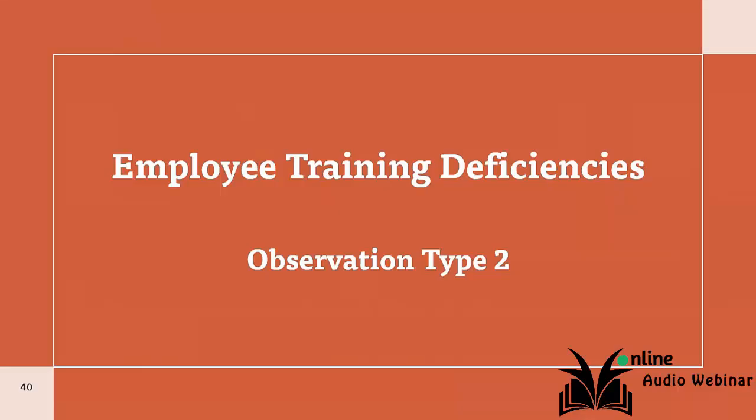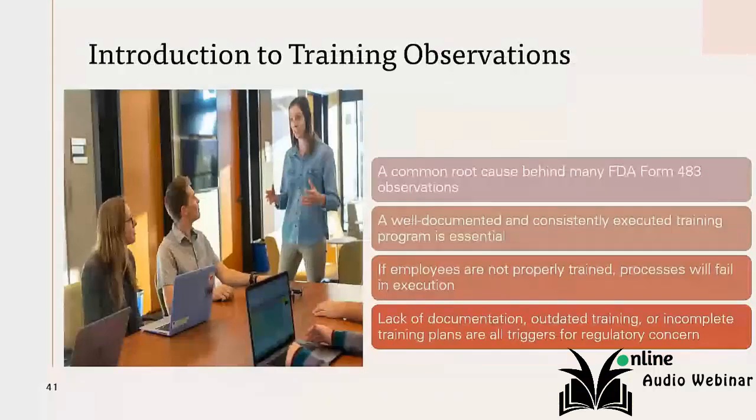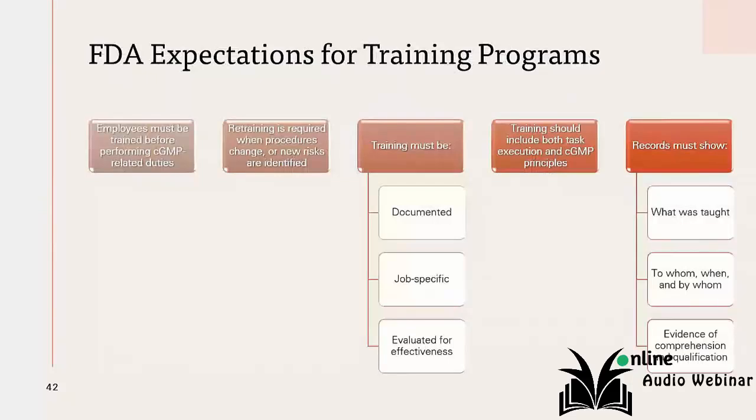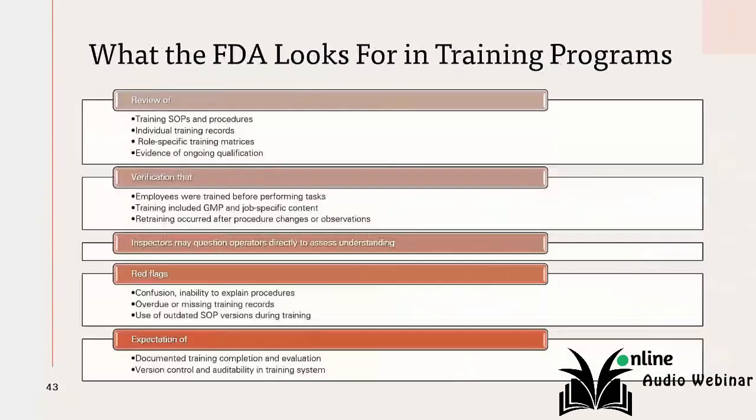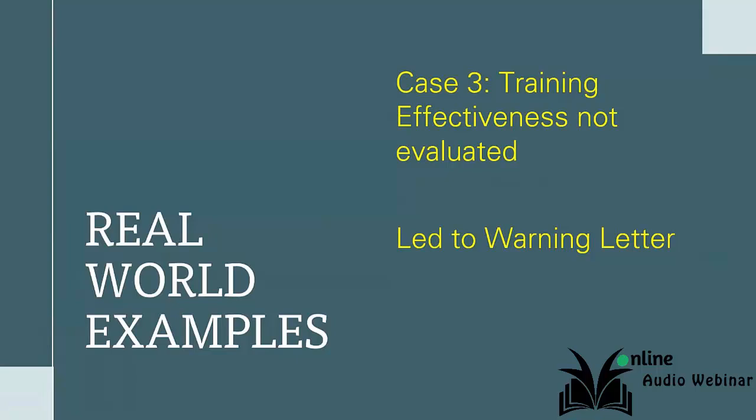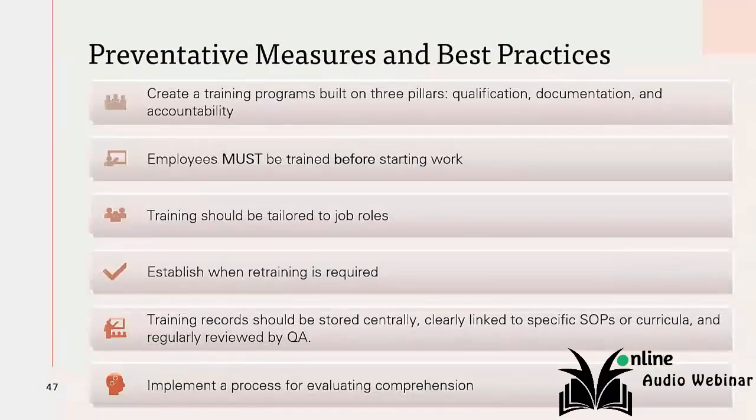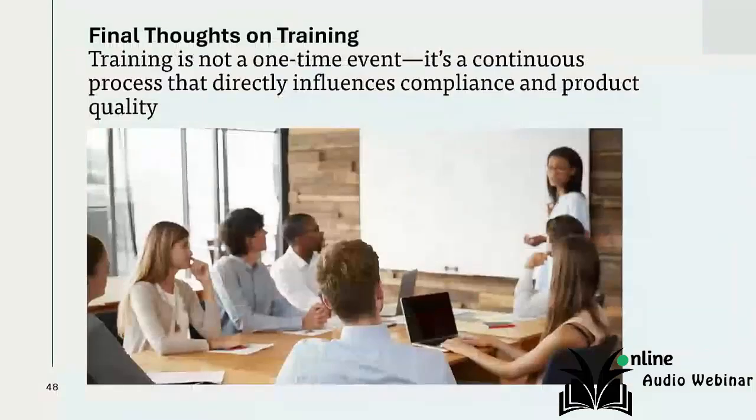So now observation type number 2 is employee training deficiencies. Employee training deficiencies are also a common root cause behind many FDA Form 483 observations. FDA expectations for training programs. So what the FDA looks for in training programs. Some preventive measures and best practices. Create a training program that's built on 3 pillars. So a few final thoughts on training.